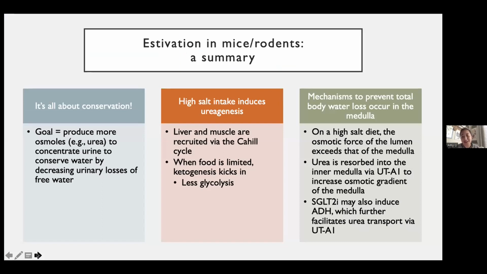So the ultimate goal is the urea production. I think that's a really, really key thing to help conserve water and decrease urinary levels of free water. This slide is just to summarize what I talked about, and that for mammals, a high salt diet induces all of this. And when the food sources are limited, we start to tap into our amino acids, ketogenesis starts to kick in, and we're less reliant on glycolysis, because glycolysis is actually not, and it's fine, but it's not nearly as efficient when you look at hard numbers of ATP produced per pyruvate, acetyl-CoA, whatever you want to call it.